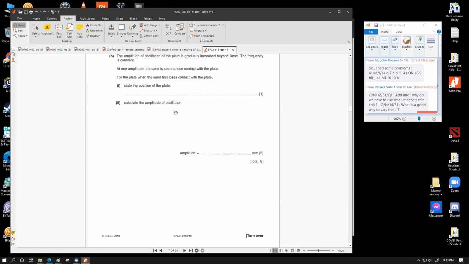Okay, so here's the deal. The loose contact thing will only happen when the sand particle uses all of its weight to maintain SHM. Understand this properly, I'll say it again. The loose contact thing will only happen when the sand particle uses all of its weight to maintain SHM. Because at that point, it doesn't have any more force to exert on the plate and the loss of contact happens. Does this sentence make sense?